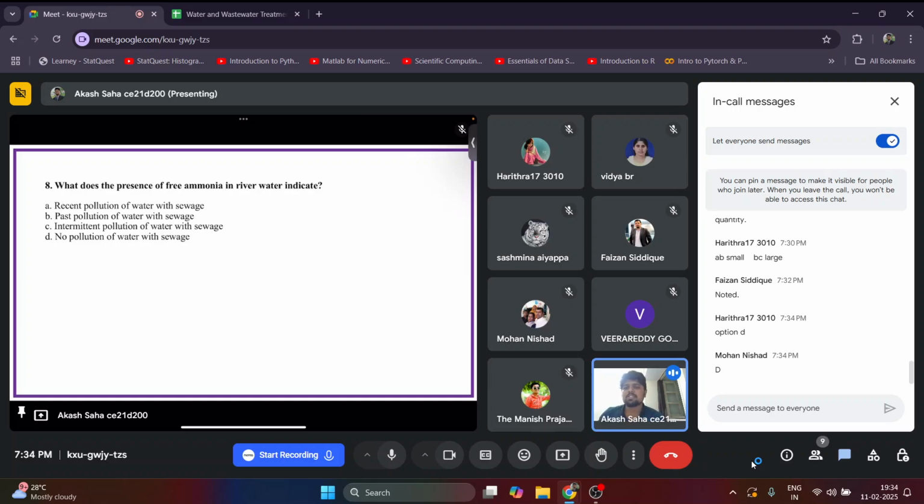What does the presence of free ammonia in river water indicate? Okay, so suppose in a river I am finding a lot of free ammonia. Does it represent recent pollution or past pollution or intermittent pollution or no pollution? So when do you think this ammonia can be generated? From where is this ammonia coming? Any idea?